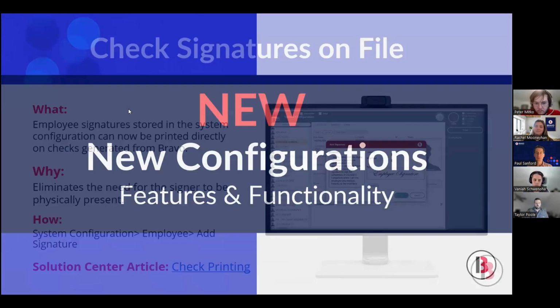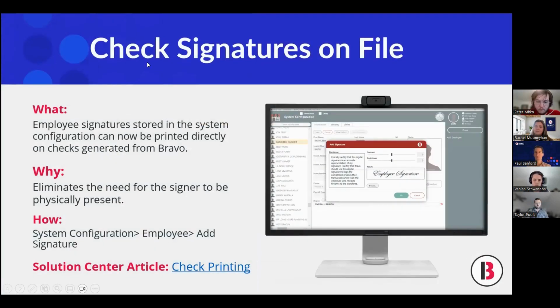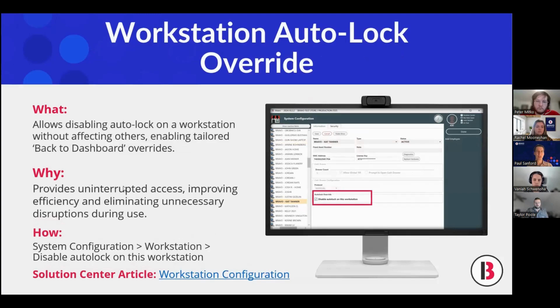All right, speaking of configurations, last release, we put in the ability to pre-print checks. We heard some feedback saying, hey, it'd be nice to be able to put signatures on those checks as well. So that's now available as a configuration option. That'll be there in this release. The auto lock override: we sometimes heard feedback around, oh man, this auto lock is really impacting my efficiency. You can now disable that auto lock on particular workstations with that config.